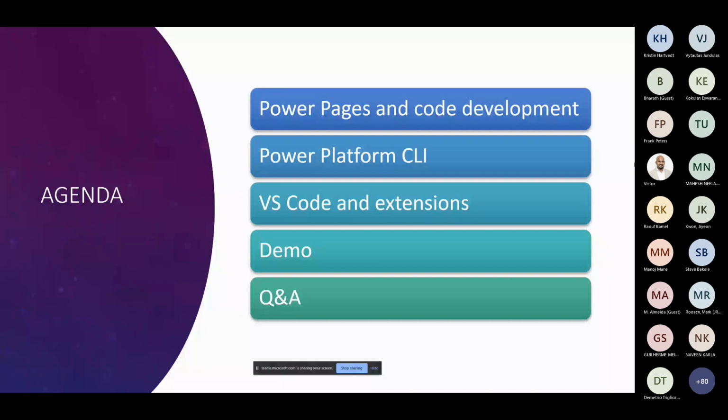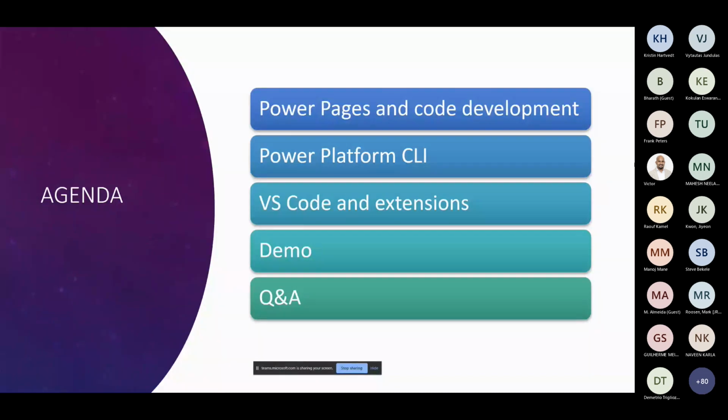So, what are we going to talk about in this presentation? Well, we will talk about Power Pages and how code development changes with time from Dynamics portals or Power Apps portal to Pages, why Power Platform CLI is necessary and what it can do for us. Then we will talk about VS Code and extensions, what extensions exist, how you can use VS Code to make it easier. And then we will have a demo with step-by-step instructions of downloading your portal, doing some changes, etc., and then a Q&A.